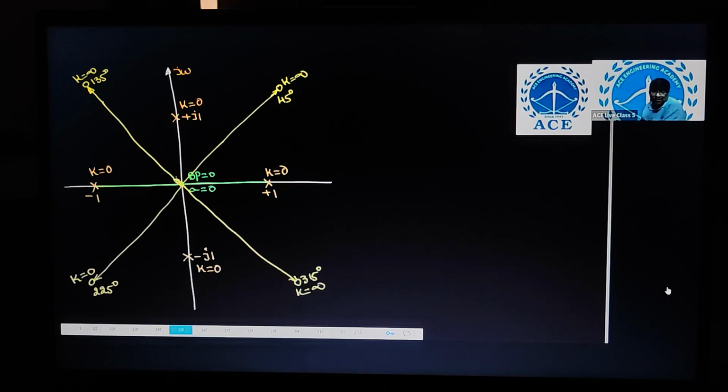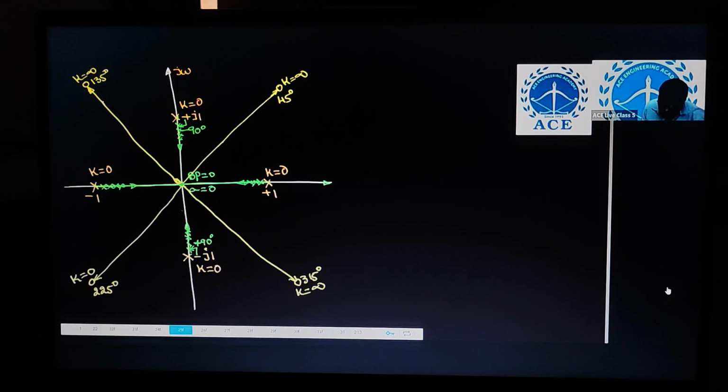Now 4 poles, 4 asymptotes. Angle of departure we already calculated: this is minus 90, this is plus 90. As k increases, this pole will depart with minus 90, this pole with plus 90, this pole with 0 degrees, and this pole with 180 degrees. All the poles move in equal and opposite directions. Whenever all poles are at equal distance from the centroid, check the distance from the centroid to this pole: 1 unit. To this pole: 1 unit.